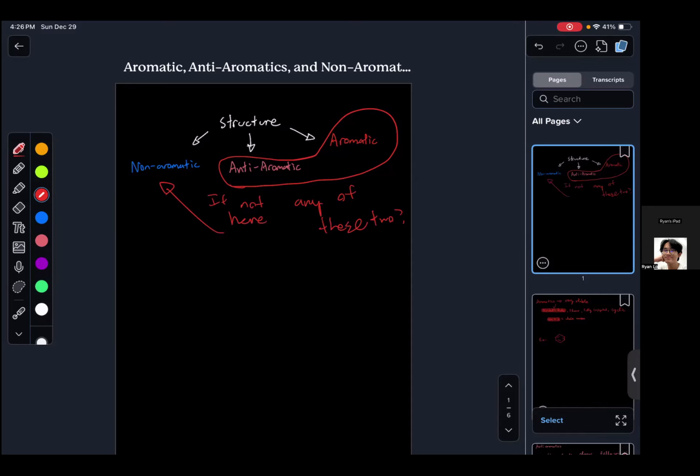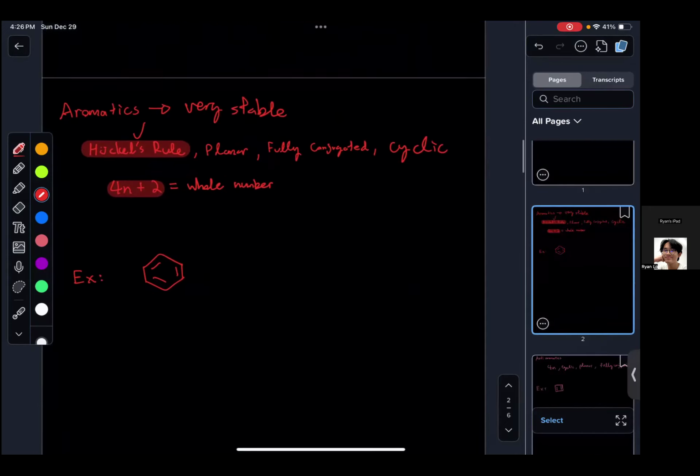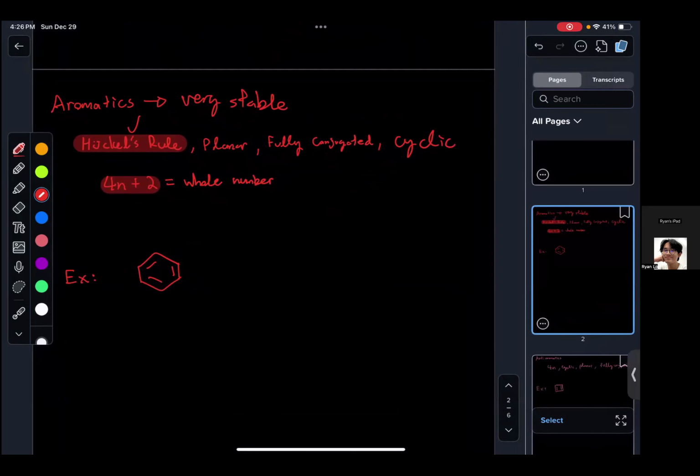All right, cool. So let's talk about aromatics. What are aromatics? They're a collection of very, very stable molecules. Every structure would love to be an aromatic, and with that being said, there are some very strict rules as to who can be aromatic. In order to be aromatic, you have to follow Huckel's rule.